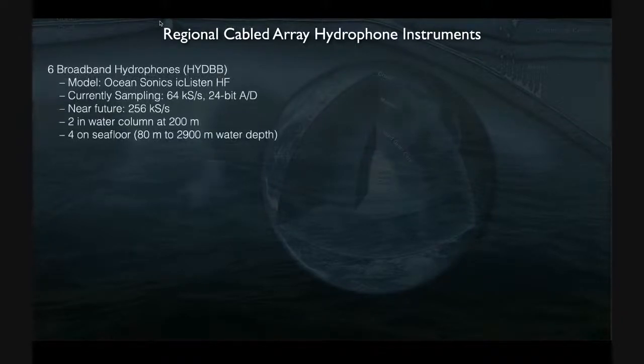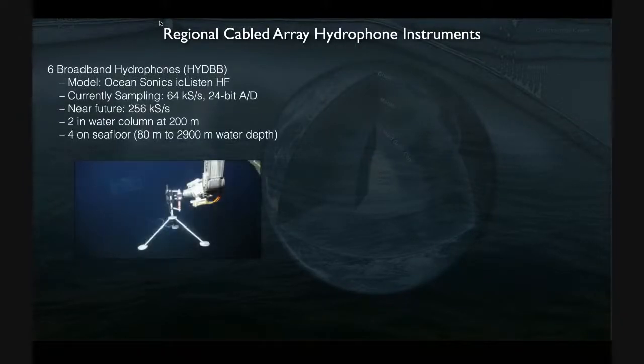So the instruments that are on the system we consider to be core instruments. These instruments are supposed to be on there for the full 25 years of the program, fully supported. There are 6 broadband hydrophones, and this is the Ocean Sonics IC Listen HF. They're currently sampling at 64 kilosamples per second, 24-bit A to D conversion. We are hoping to up that to 256 kilosamples per second in the near future. We keep promising it, but probably won't be for another couple of months, which would then afford us the opportunity to make measurements on signals up to 120 kilohertz.